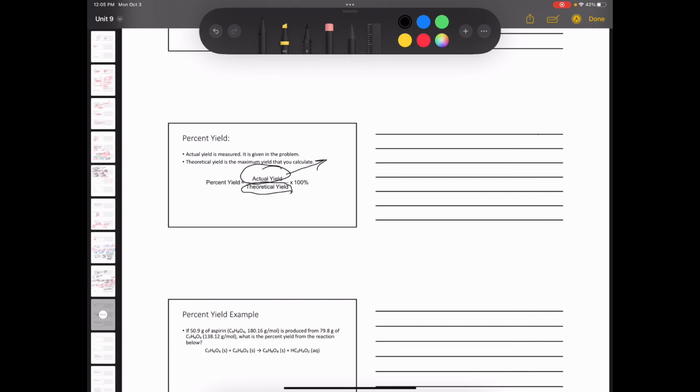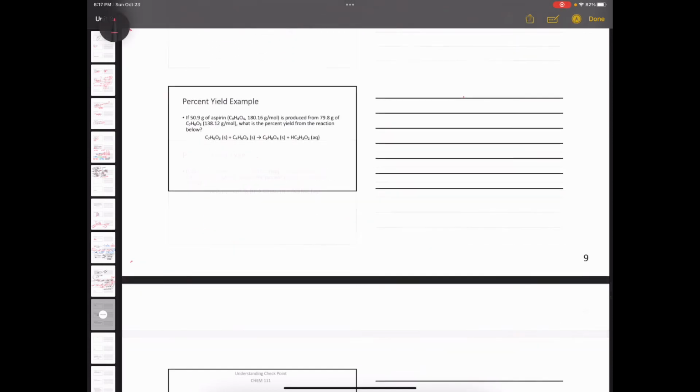So what we need to do first, when we do percent yield, is calculate the theoretical amount all the time. Let's calculate the percent yield for this example. The question goes: if 50.9 grams of aspirin, C9H8O4, molar mass 180.16 grams per mole, is produced from reacting 79.8 grams of salicylic acid, C7H6O3, molar mass given as well, what is the percent yield from this reaction?